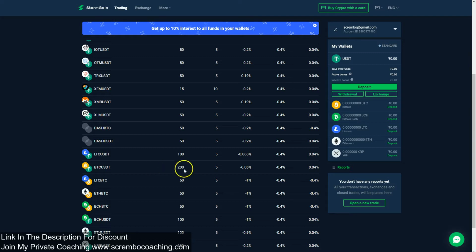So we've got the 200 multiplication possibility, which means that you can multiply $1,000 200 times. 200 times means $200,000 you can actually get on your position with a single $1,000 on StormGain, and that's awesome.